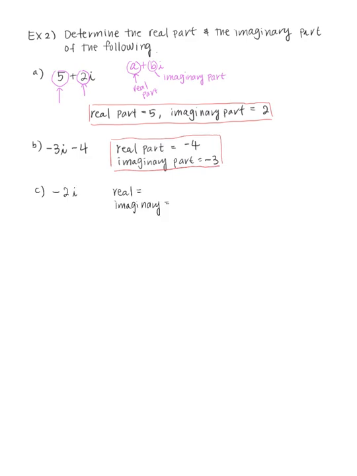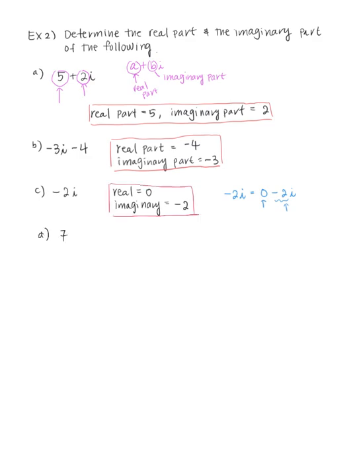Part C, let's look at negative 2i. The imaginary part is the one that has an i attached to it, so clearly the imaginary part is negative 2. But what happened to the real part? Well, the real part is quote-unquote missing, so that means the real part must be 0. Because we can write negative 2i as 0 minus 2i. So 0 becomes the real part, and negative 2 becomes the imaginary part.